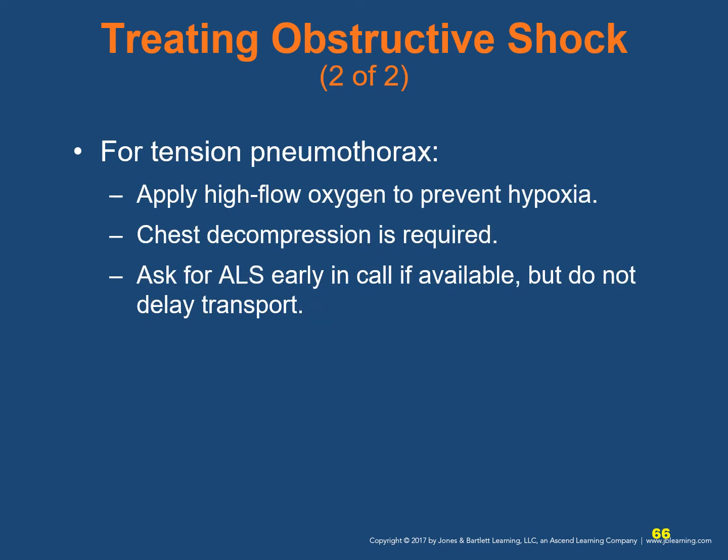For tension pneumothorax, administer high-flow oxygen via non-rebreather mask early to prevent hypoxia. Usually the only action that can prevent eventual death from a tension pneumothorax is the decompression of the injured side of the chest, relieving the pressure in the chest and allowing the heart to expand fully again.